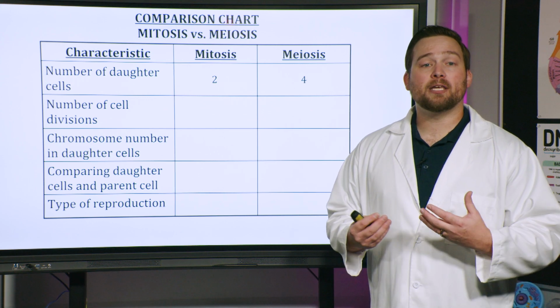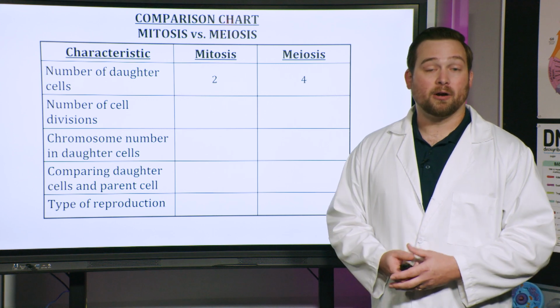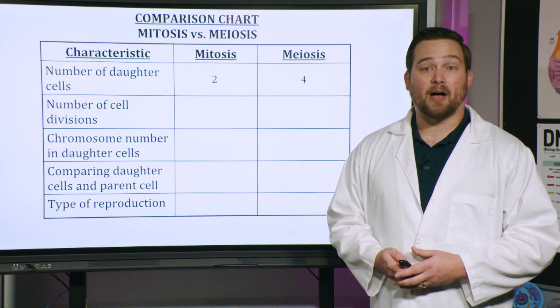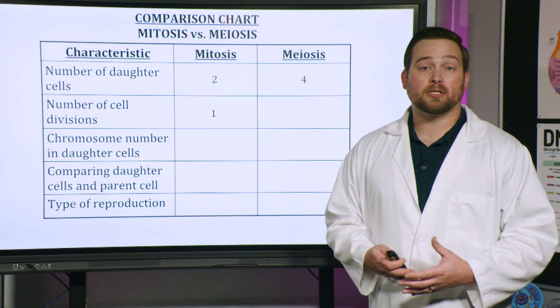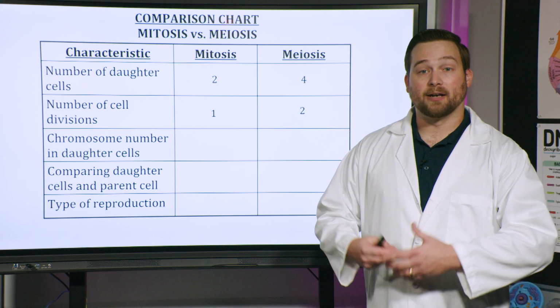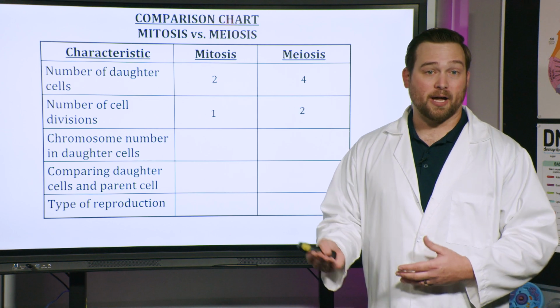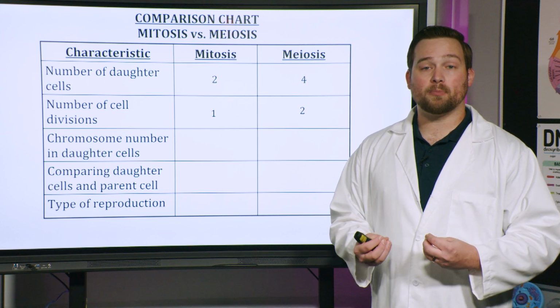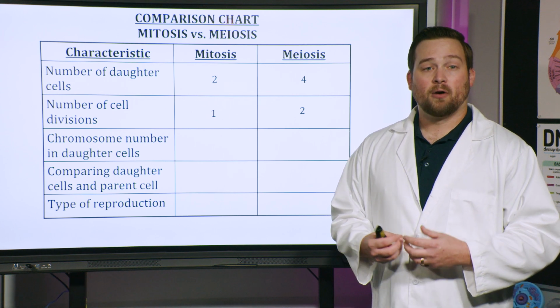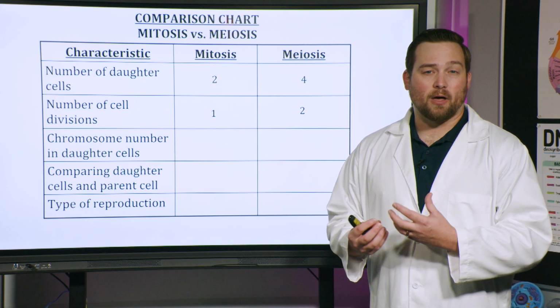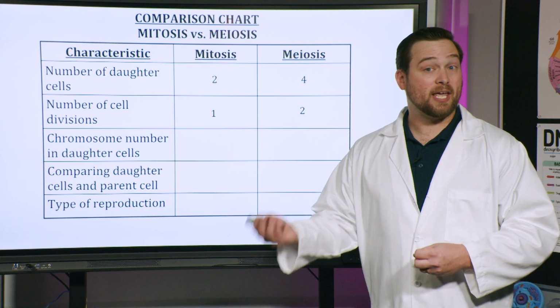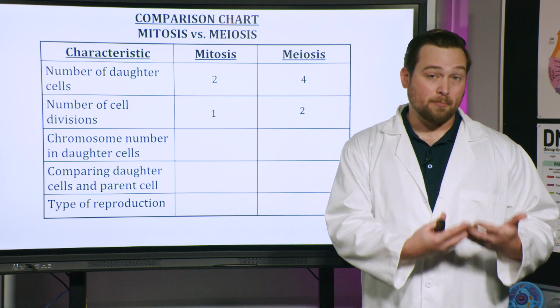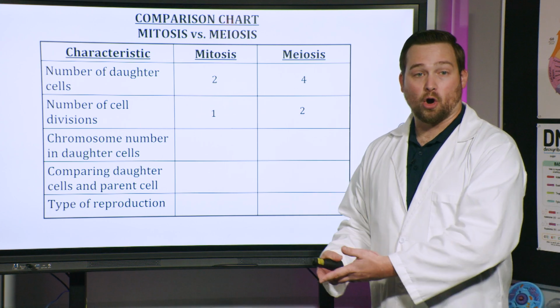Okay, so how many number of cell divisions are there? Well, in mitosis, we only divide once, but in meiosis, like I just said, we're actually going to divide twice. And that's how we can make 4 cells instead of just 2. All right, let's talk about the number of chromosomes in the daughter cells. Remember that daughter cells is a way to say the cells that we're ending with. We start with the mother cell and we end with the daughter cells.